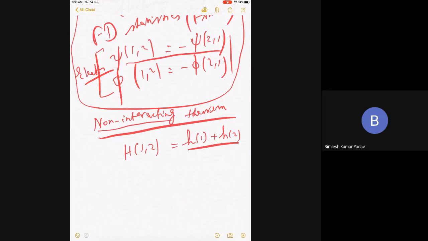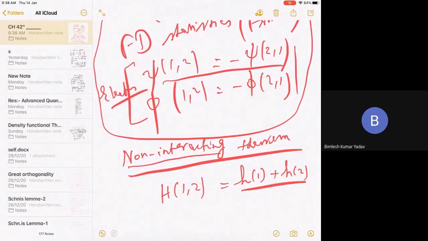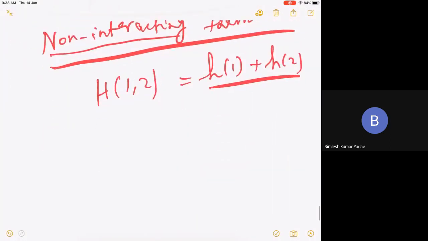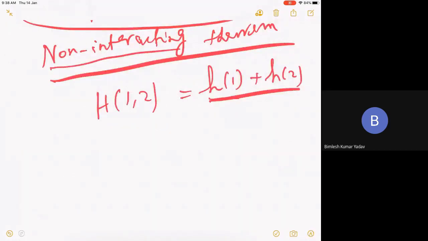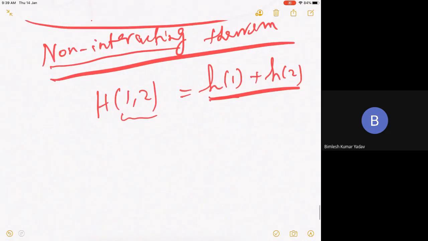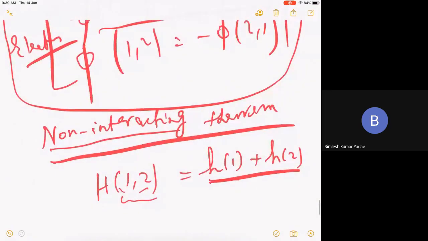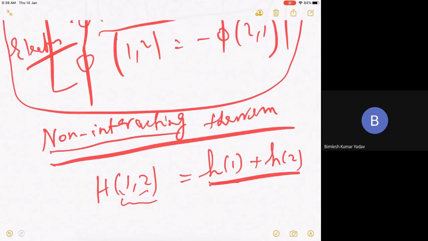Where small h of 1 and small h of 2 are nothing but the one-electron Hamiltonian for each of these two particles. Again, I'm not discussing how to get these. They are, of course, indistinguishable, as you can see, because h of 1, 2 will be equal to h of 2, 1, since it is simply plus. So this is a non-interacting theorem where my Hamiltonian is h of 1 plus h of 2. This essentially means that electrons 1 and 2 do not interact with each other. What I'm trying to tell is that in that case, the many-particle problem is very simple. Whether it is Bose or fermion doesn't matter.